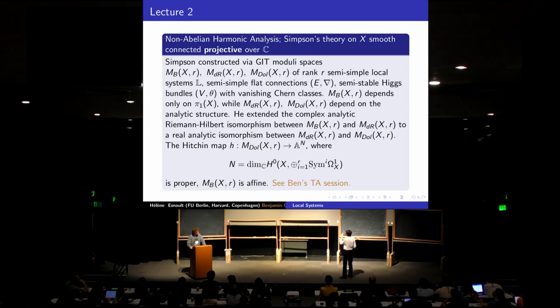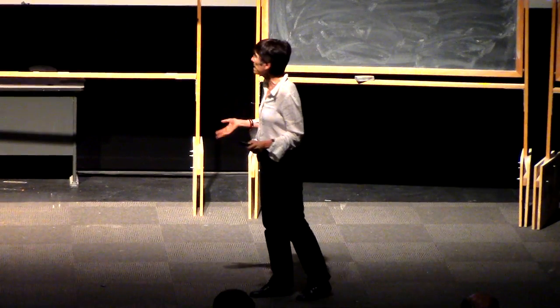And then you have the M Dolbeault, and this is where the contribution first of Hitchin, and in a way also Narasimhan-Seshadri, even though it was hidden, and then Simpson. The complex points of this space are in one-to-one correspondence with the isomorphism classes of semi-stable, in the sense of algebraic geometry, semi-stable Higgs bundles.